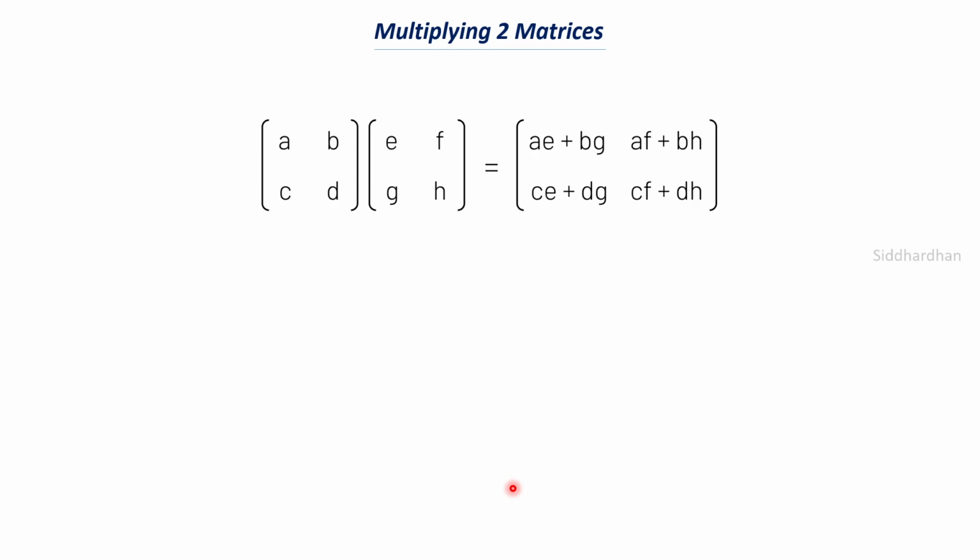This is the general notation that represents multiplying two matrices. Here you can see we have the first matrix as A, B and C, D. This is a 2 cross 2 matrix, and this is E, F and G, H. This is also a 2 cross 2 matrix.